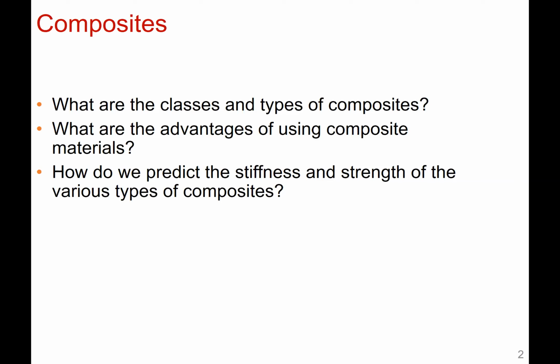Is it a linear combination and weighted averages of the different properties of your materials? What are the upper bounds? What are the lower bounds? What are the ranges of these properties within the composites?